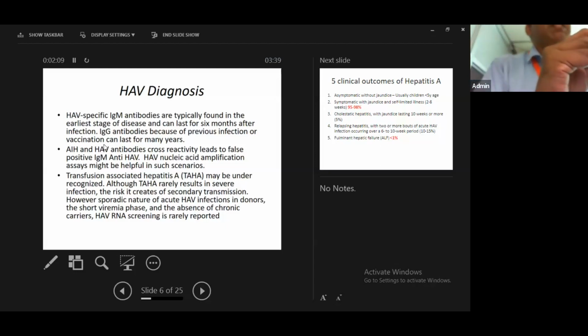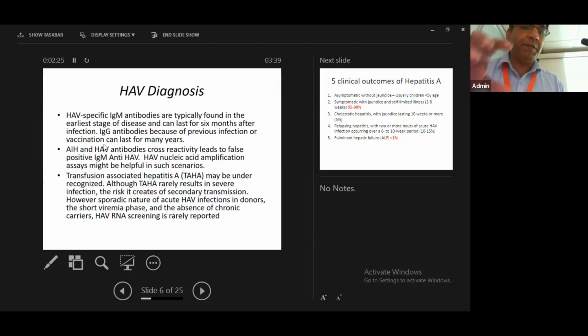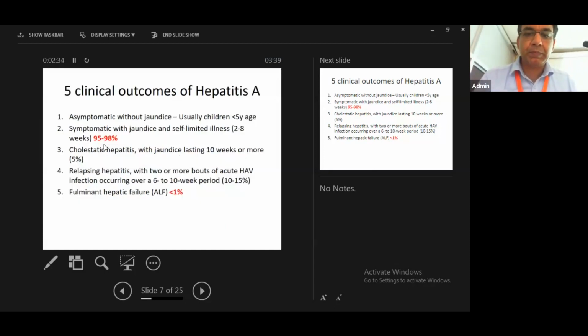Then another entity which is now also being recognized is transfusion-associated hepatitis A. Though the risk of transmission is quite low, considering that the life cycle of hepatitis A is short, it is still a recognized entity, and later on screening may also be done in the blood banks.